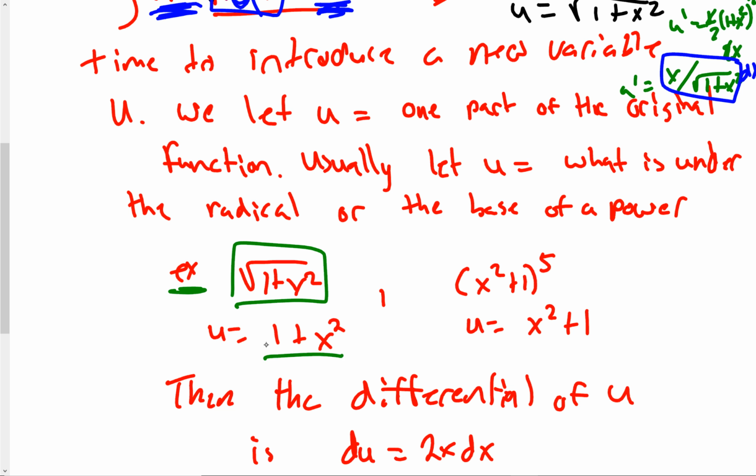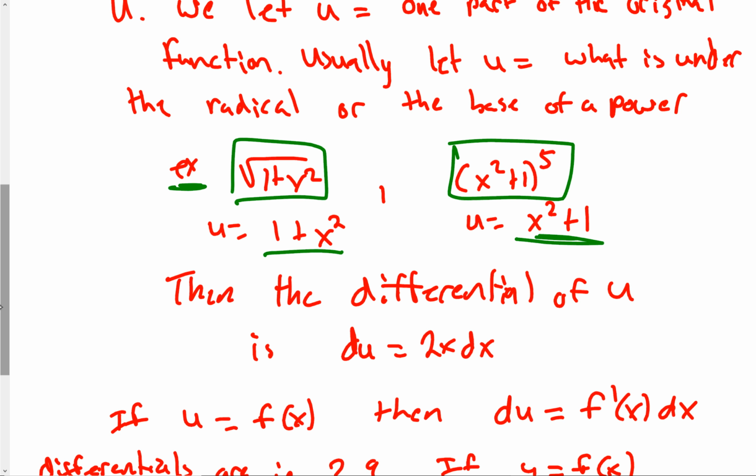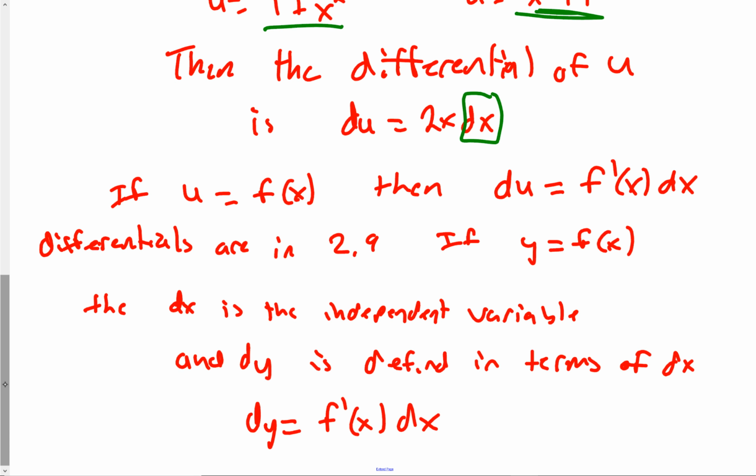I'm going to let u equal 1 plus x squared. If I have an example like this, taking the integral of that, I'm going to let u equal x squared plus 1. And then the differential du, I just talked about this. Basically, you take the derivative and add dx to it, right? And then you want to solve for what you're missing. So you let u equal some function, you take the derivative of that, multiply by dx, and then you start substituting in. So we'll go ahead and do a few examples of how this looks.